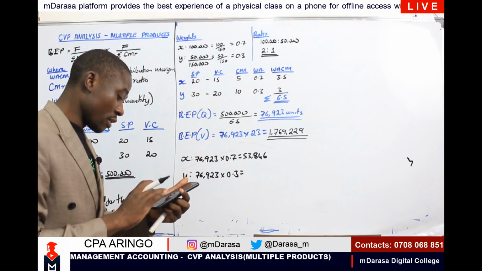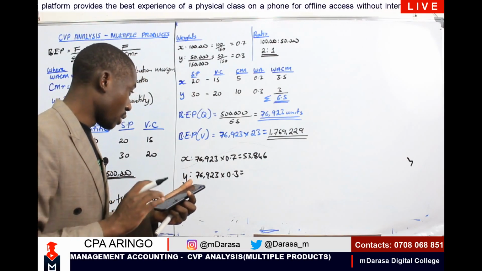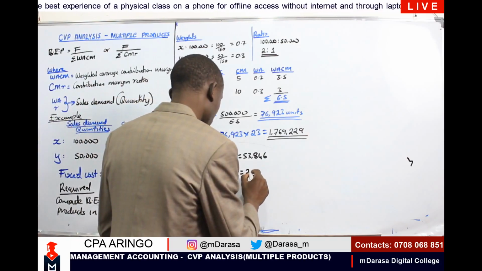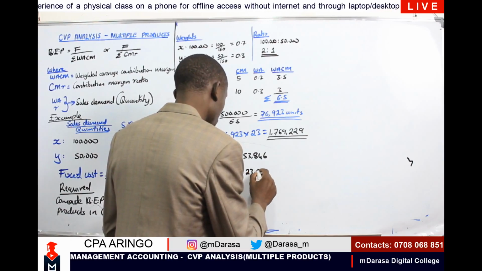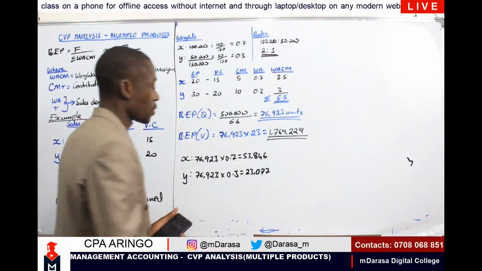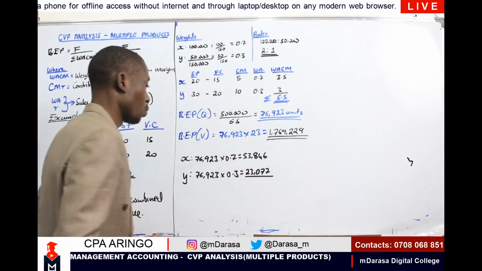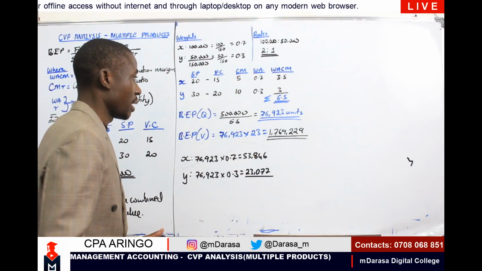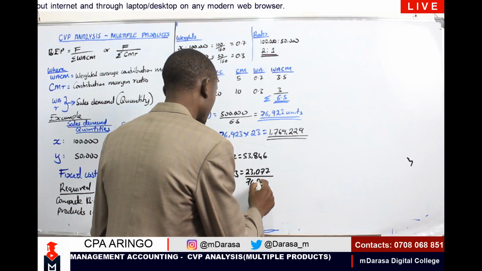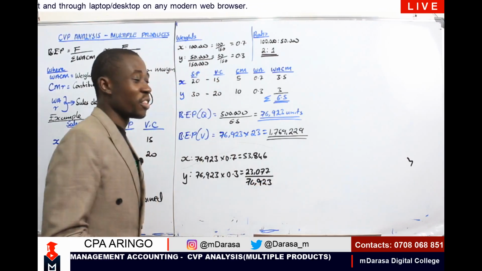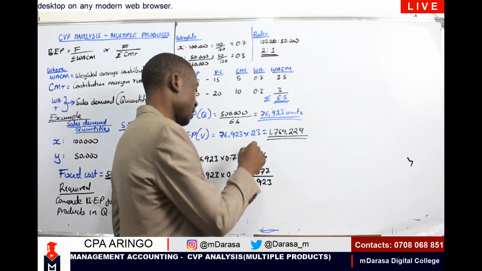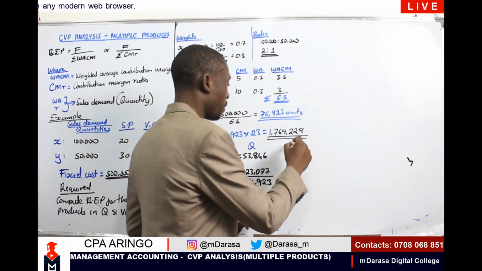For Y, I'm having 76,923 by 0.3 to give us a figure of how much? 23,077. So at the end of the day, if we add these two, you can clearly see it will take us back to a figure of 76,923 units. So this is in quantity. What about in value, my good students?